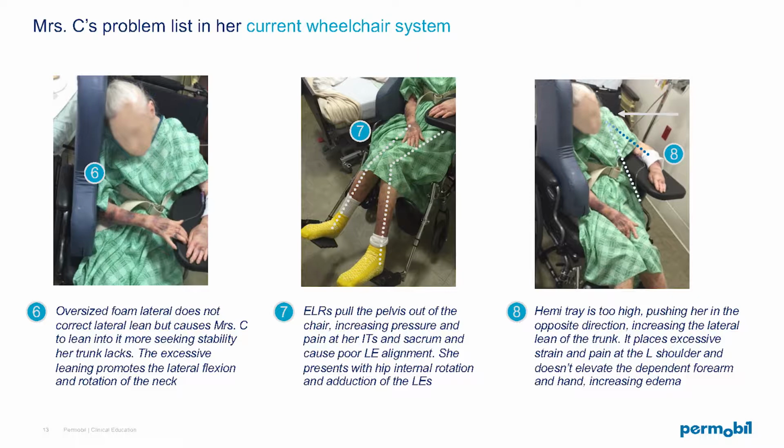And then it also put a lot of stress and strain at her neck and her shoulder joint, which again is where she complained of pain. And the fact that the hemi-tray couldn't be elevated, it did nothing to tackle that edema in her left hand.